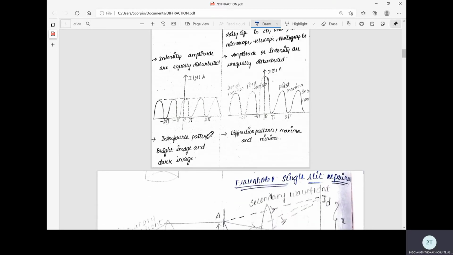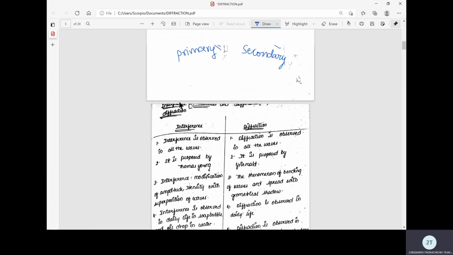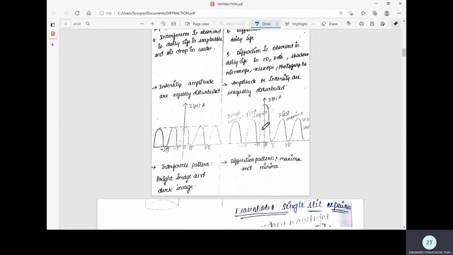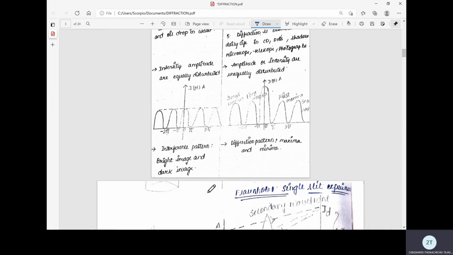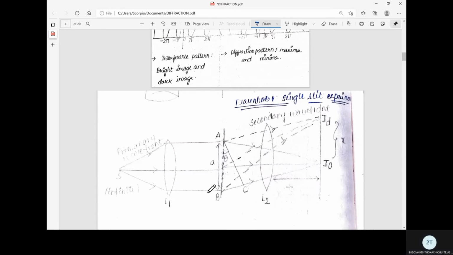An interference pattern consists of bright images and dark images, while diffraction patterns consist of maxima and minima. We can clearly see this because, unlike in interference, in diffraction we have different magnitudes of amplitudes or intensities, so there will of course be maxima and minima. So the diffraction pattern refers to maxima and minima, while the interference pattern refers to bright and dark images, which are formed later on the screen.